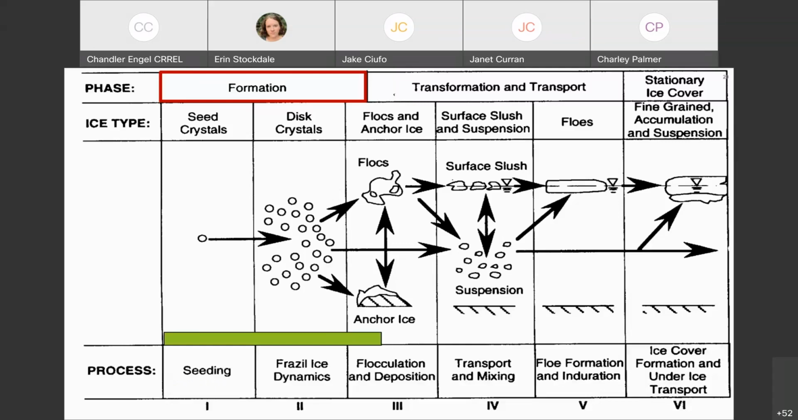So here's another big picture figure. We're moving from the left to right here in the evolution of Frazil ice. We'll start with the formation phase, highlighted here in the red box. And seed crystals kick off the whole process, and they grow into disc crystals. So we'll dive into that a little bit more.